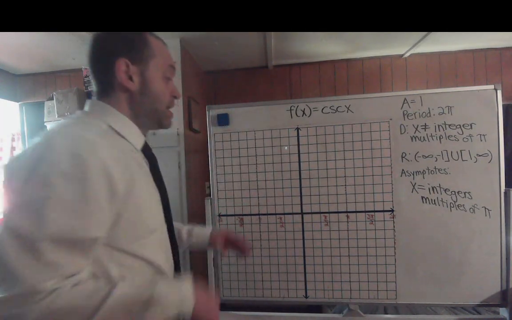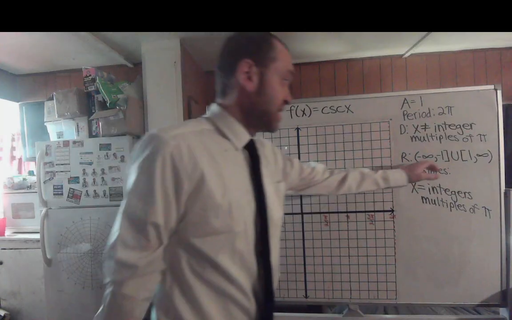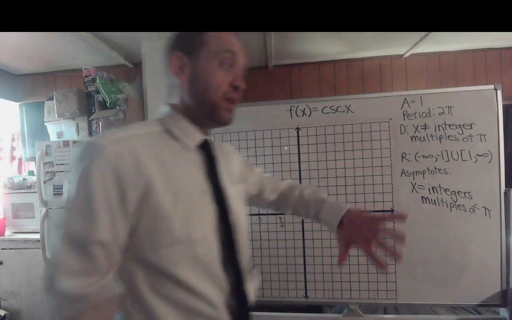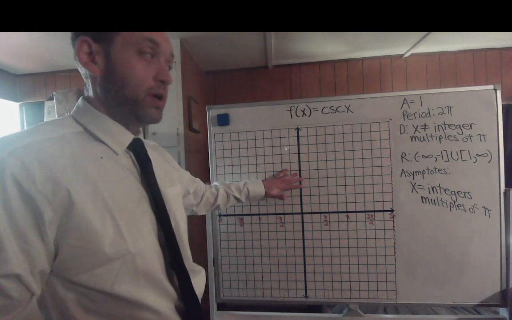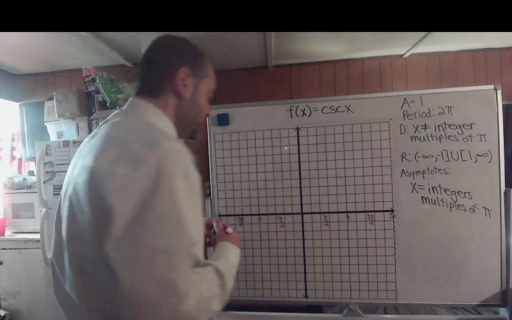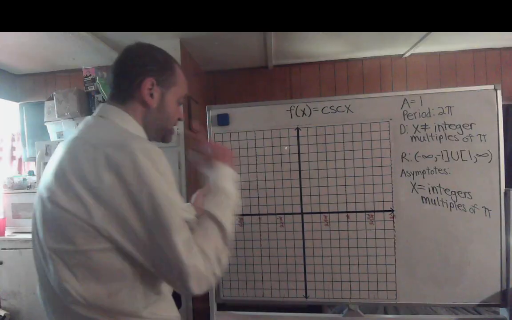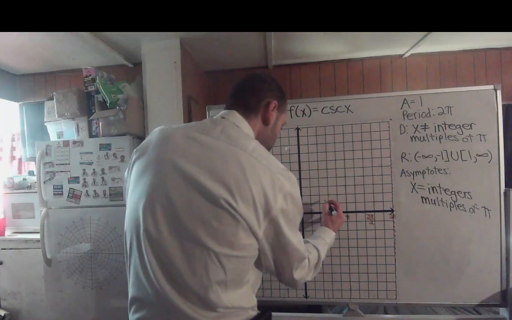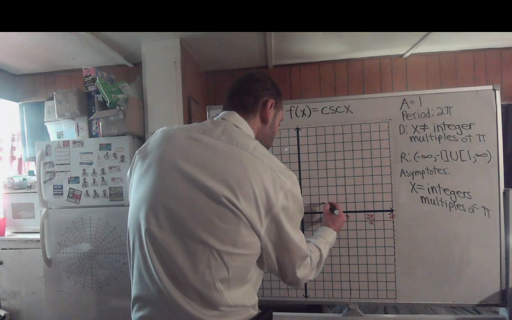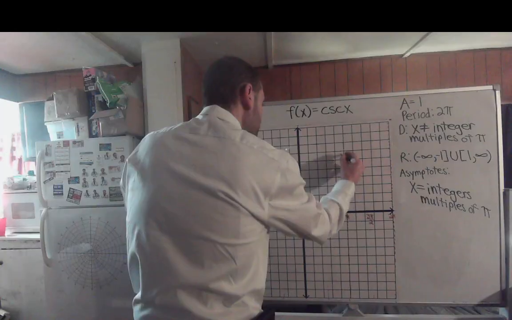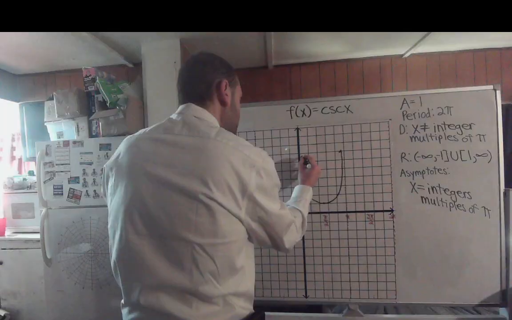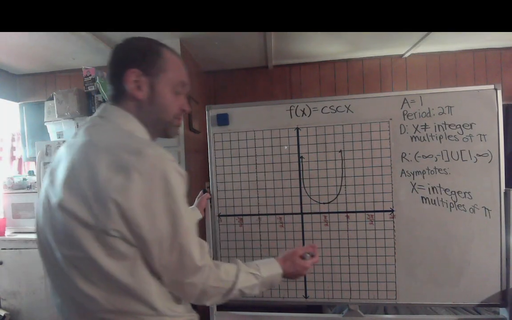Alright. Well, your range still stays the same, from negative infinity to negative 1, nothing in between negative 1 and 1, and then you go from 1 to infinity. So let's graph this. Alright, so 0 is undefined. Pi over 2, the sine is 1, so that means your curve is going to go like this. Ride that asymptote. The asymptotes help guide the curve.